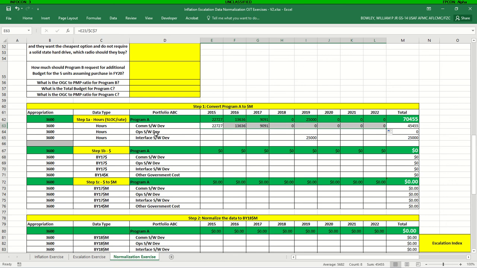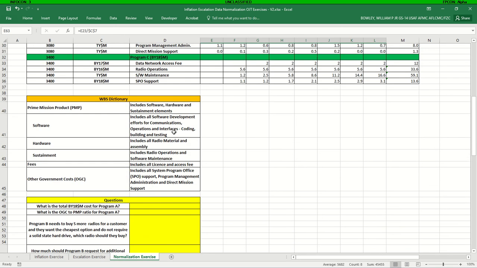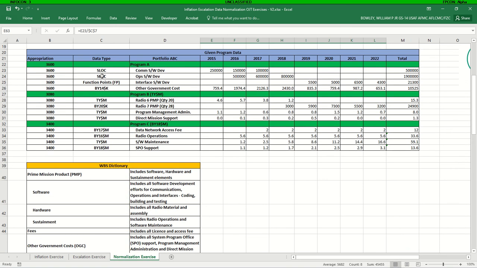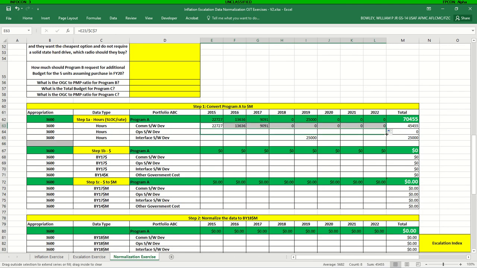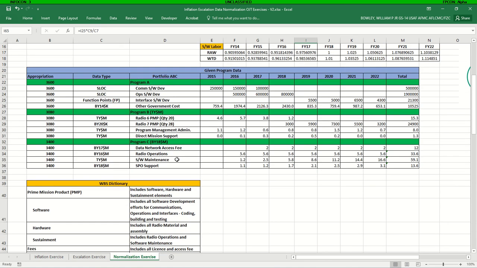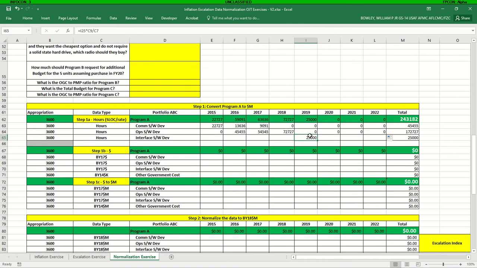We know that the next program here, operations software development, if we scroll up, is also in software lines of code. So the equation is the same for that one. So we can drag this down as well and it'll convert that data. And for this one, software interface, we've got function points. Again, we need to lock in these references, insert those to lock those cell references, and then we'll be able to drag this formula over as well. And now we've got all these in hours.